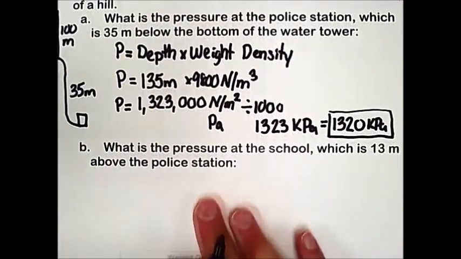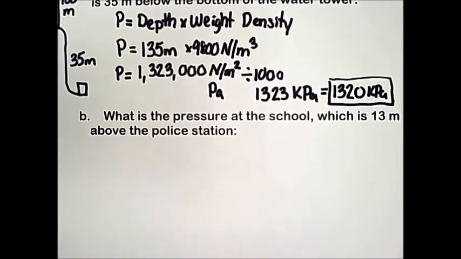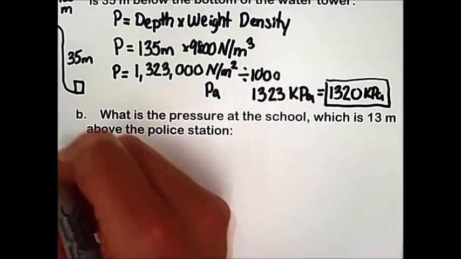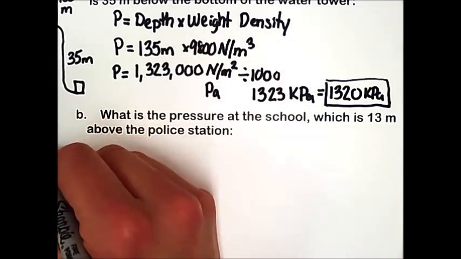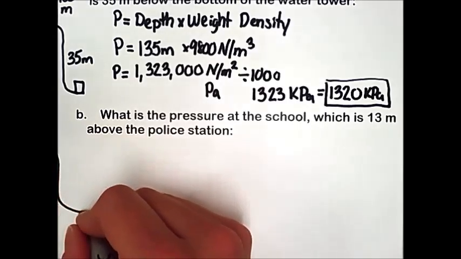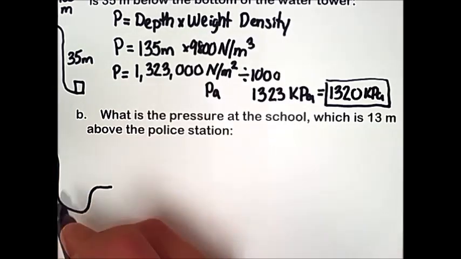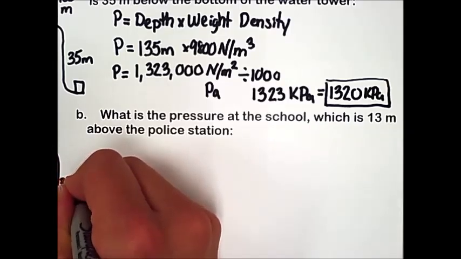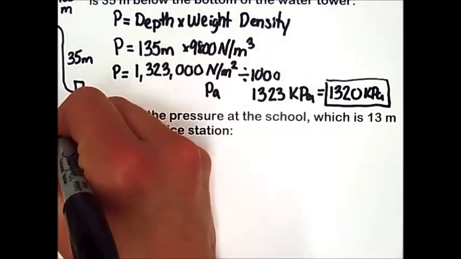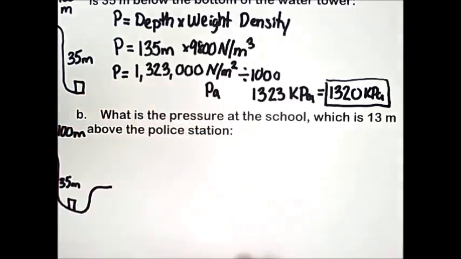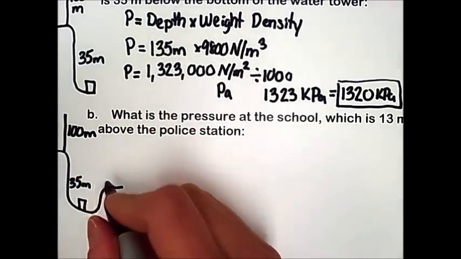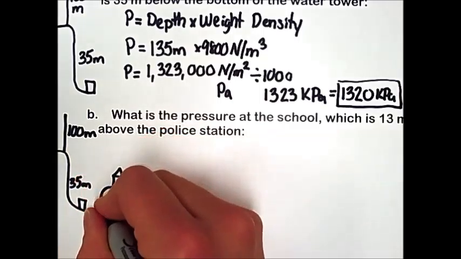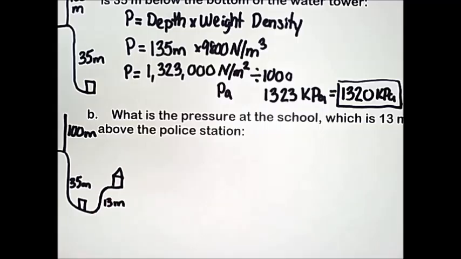Part number 2 then asks us, what is the pressure at the school, which is 13 meters above the police station? We can draw a picture to show what's going on in this entire problem. Again, our police station is down here, 35 meters below the base of the 100-meter tall water tower. And then the school is sitting up here, which is 13 meters above the police station.